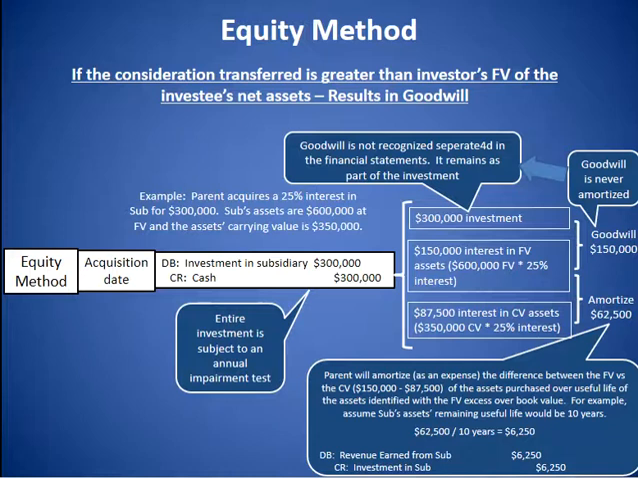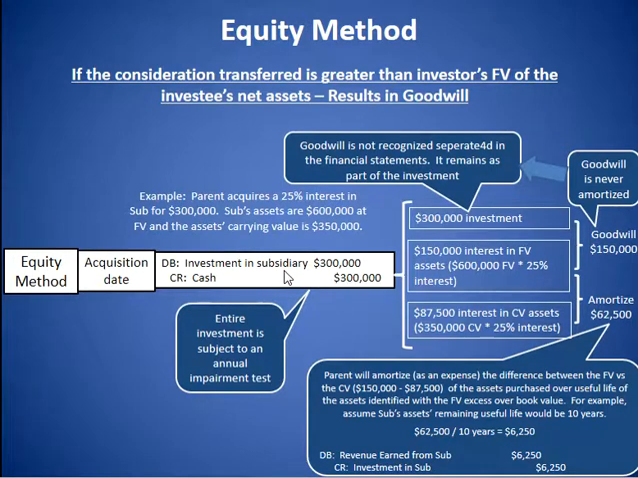So the parent acquires a 25% interest in the subsidiary for $300,000. That's a consideration. However, at the time of the acquisition, the sub's assets' fair values are actually $600,000, and the asset carrying value of the subsidiary is $350,000. So in this case, we have to create our investment entry like we did in the previous slide, but there's also some components that we need to track on this that are part of this investment in sub account.